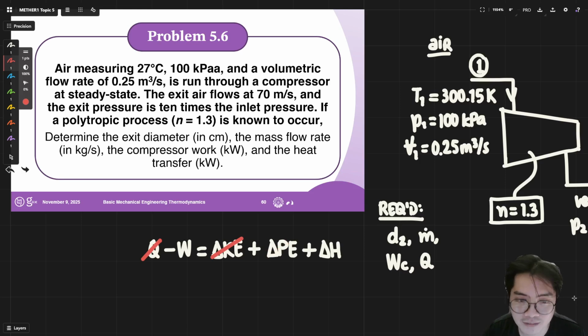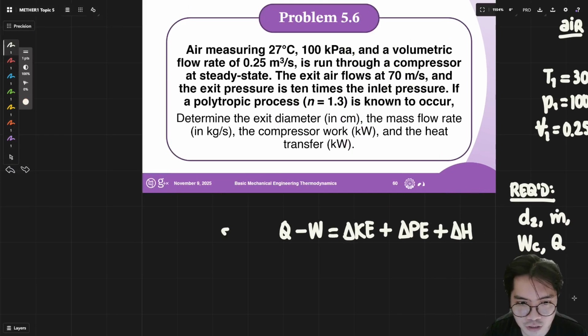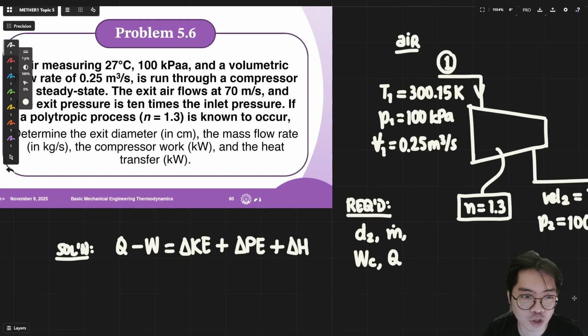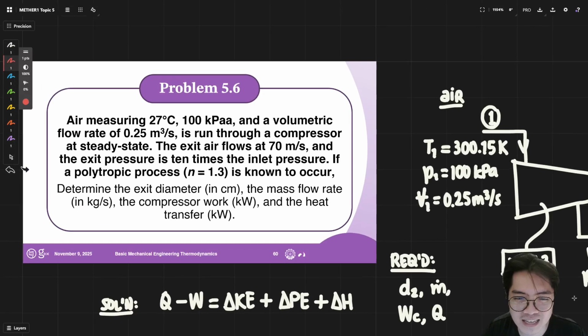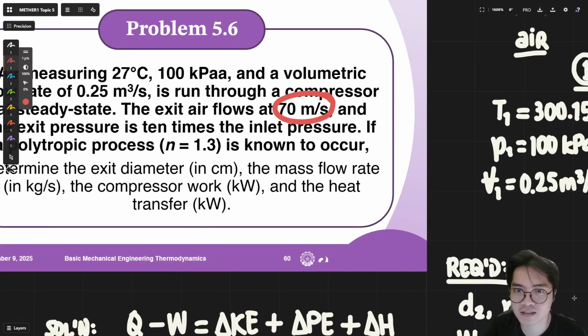Why is that? Let's just look at things a little bit more critically. Solution. We're a bit too cancel heavy right now. There's a cancel culture. Ha ha ha. The thing now is, it's supposed to have work, so we can't cancel the work. And the thing is, as much as I want to cancel your KE, there was a velocity that was mentioned.